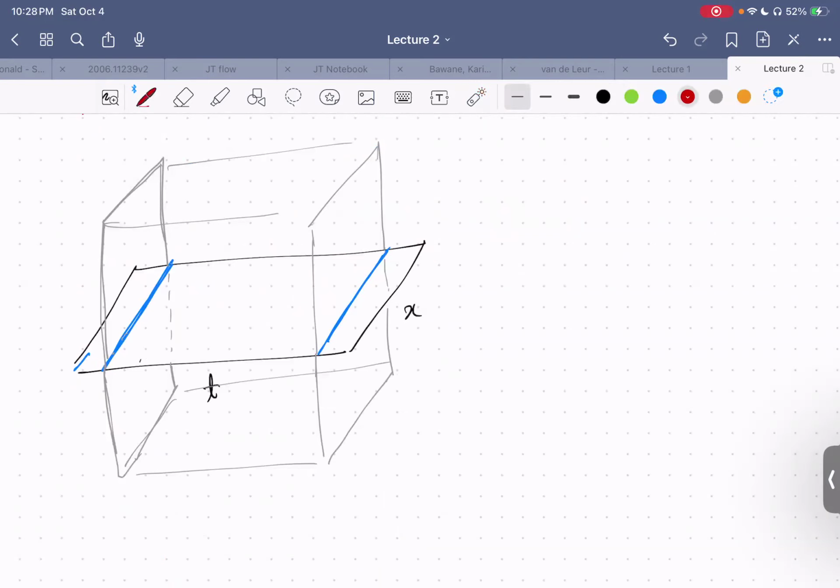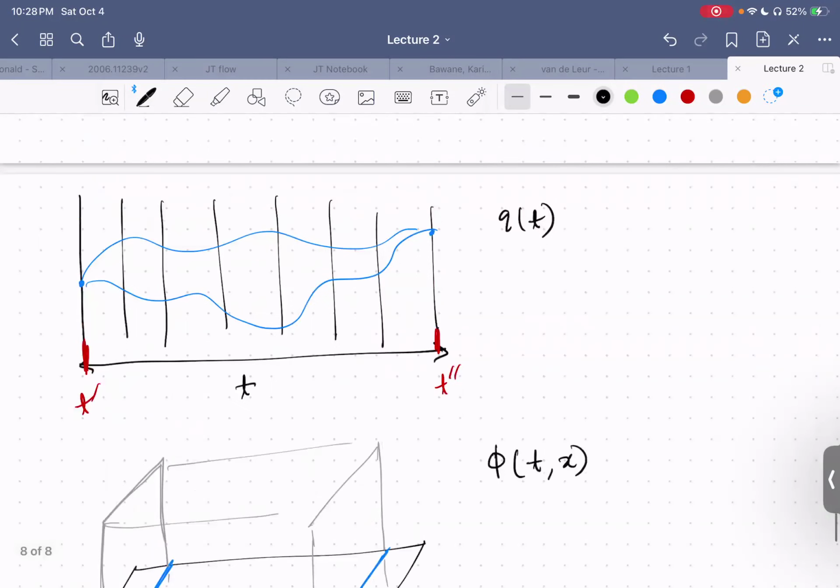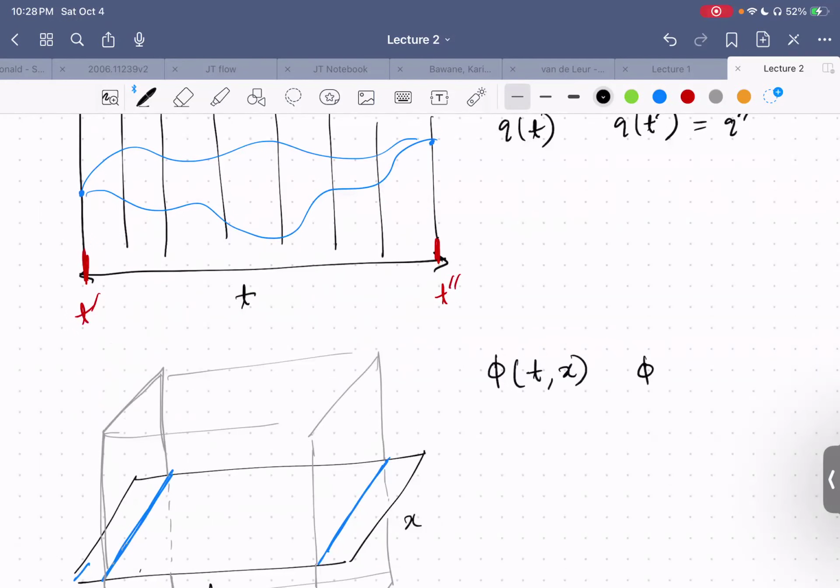But we can say the same thing again. So let's say that you have some function phi, which depends on both t and x. We said that the initial condition was that at t prime, this function takes some specific value, q prime. Similarly, you can say that at t prime, this function becomes some specific function of x.